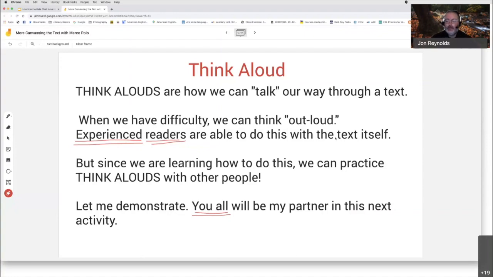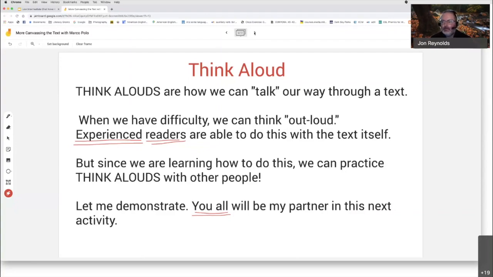So in this activity, all of you are going to be my partner. Is it okay if you be my partner in this activity? Would you like that? Okay, so Gisela says yes. So if she says yes, then everybody must say yes. Okay, I like it. All right, now let me just show you.